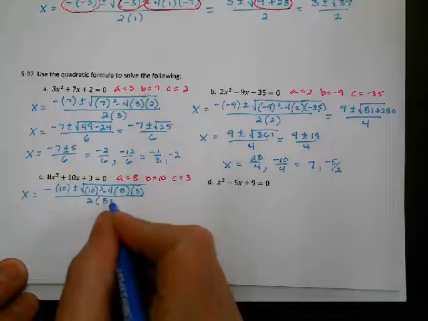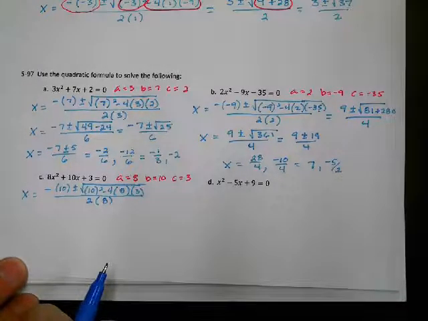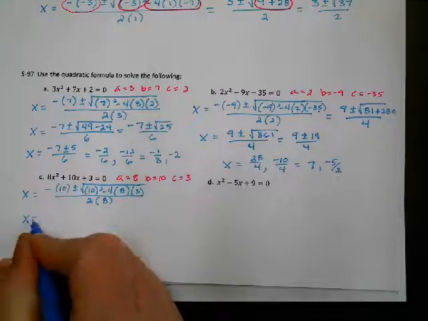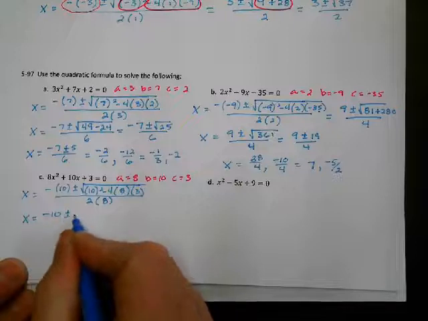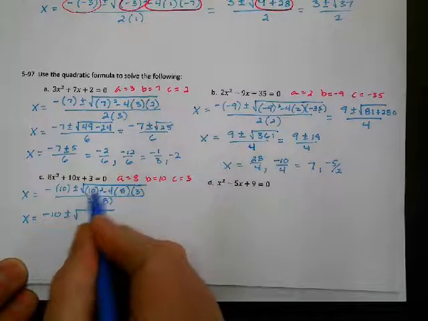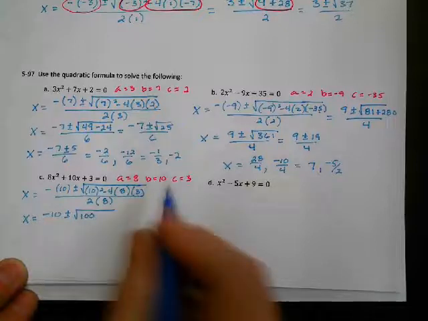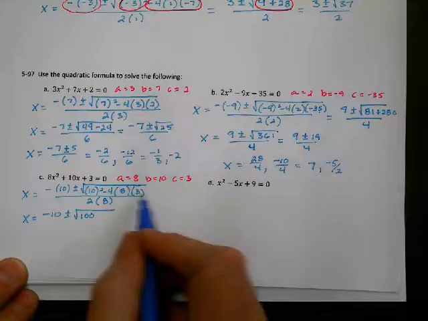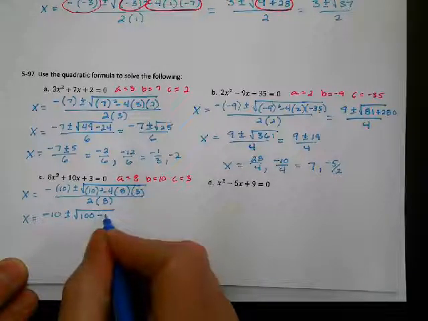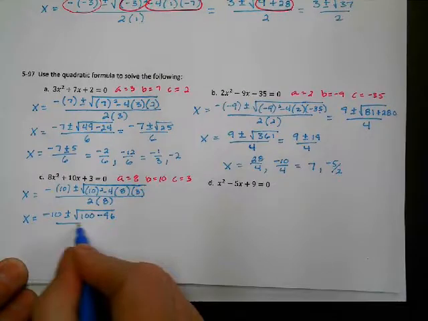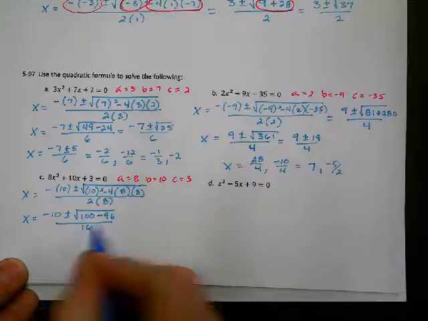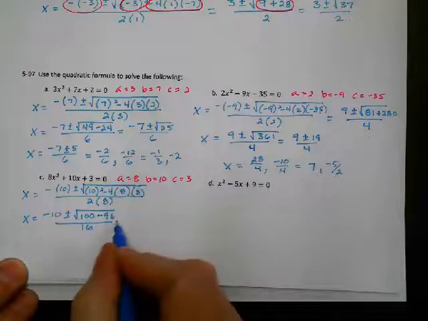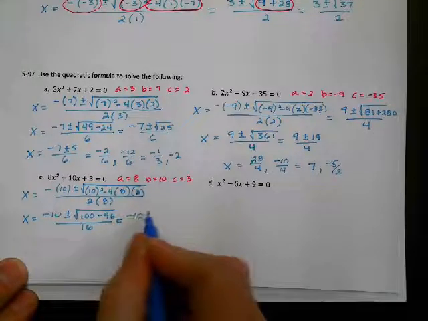Okay, now we start cleaning it up. We start here, -10, plus or minus. 10 squared is our next spot, 100. -4 times 8 is -32, and -32 times 3 is -96. All over 2 times 8, which is 16. Okay, those are 4 cleanup spots. Now we take 100 minus 96, we get -10 plus or minus the square root of 4 over 16.